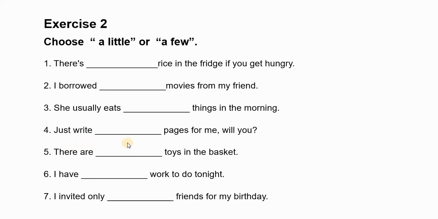Just write blank pages for me, will you? There are blank toys in the basket. I have blank work to do tonight. I invited only blank friends for my birthday.